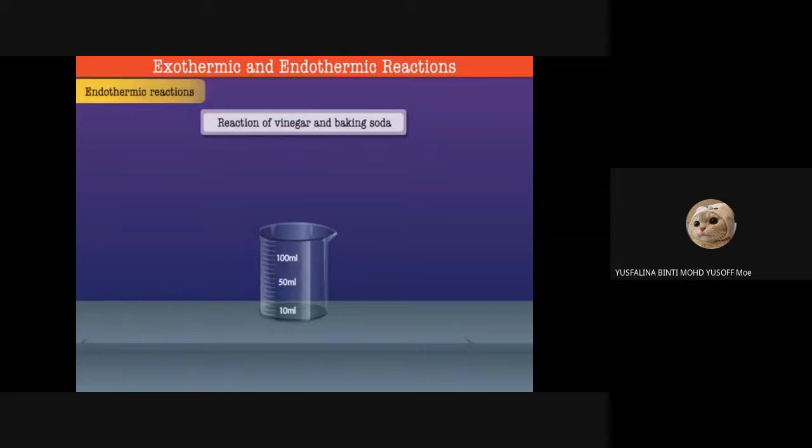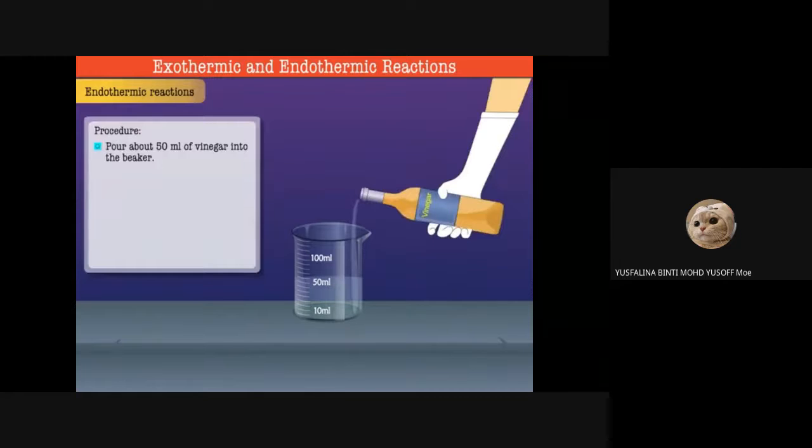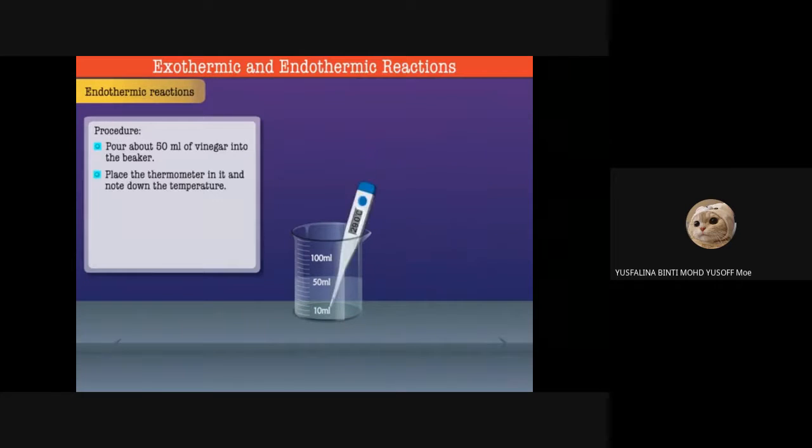Let us understand another reaction where there is absorption of heat. You can do this one at home. Pour about 50 ml of vinegar into a beaker. Place a thermometer in it and note down the temperature. Now carefully add 2 or 3 spoonfuls of baking powder into the vinegar.